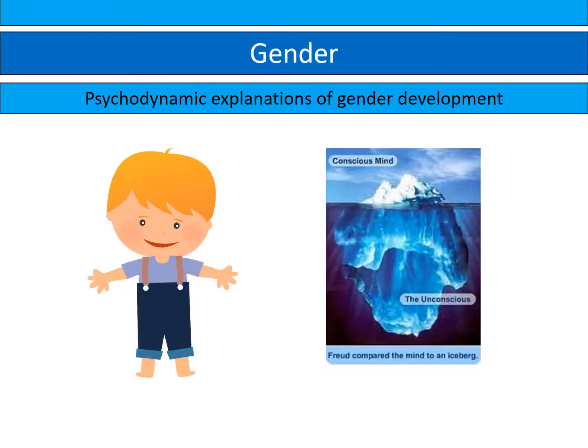So during this screencast, we're going to look at the psychodynamic explanation of gender development. First slide you can see in front of you, I've selected these two pictures, two major influences on behaviour from the psychodynamic approach. First of all, on the left you've got childhood, and on the right you've got the conscious and the unconscious mind. Today we're going to look at a combination between the two of them, so both of these ideas are relevant.